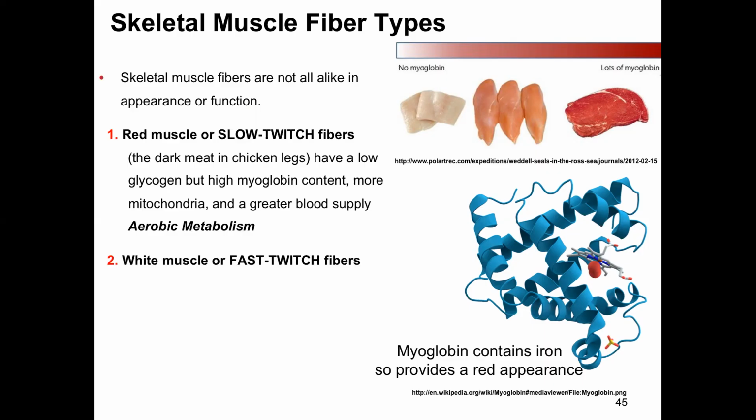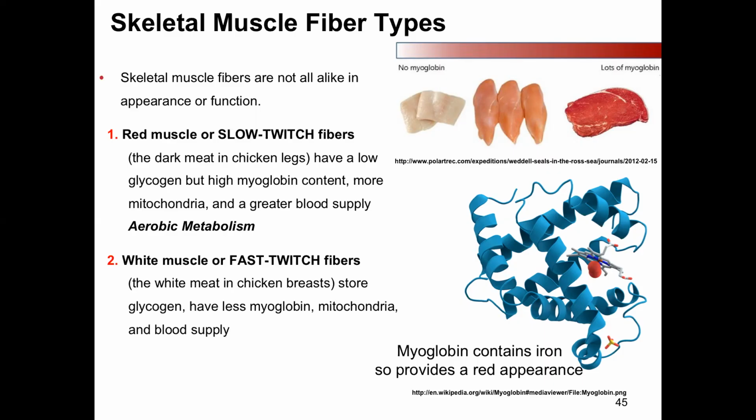Then we have white muscle, which we call fast twitch. This is different. This is like the white meat in chicken breasts. Here you've got a storage of glycogen, much more than you have with the slow twitch. You've got lots of glycogen stored up. But you have less myoglobin and mitochondria and blood supply. So you don't really have the ability to use a lot of oxygen, and therefore you've got anaerobic metabolism.